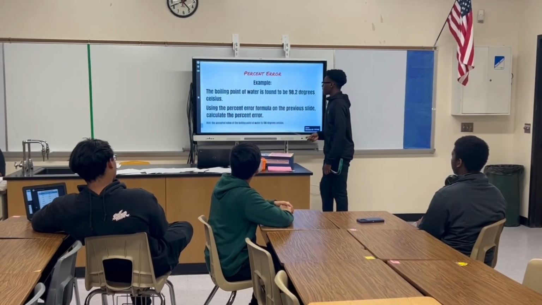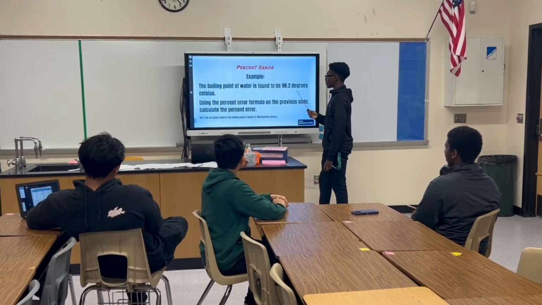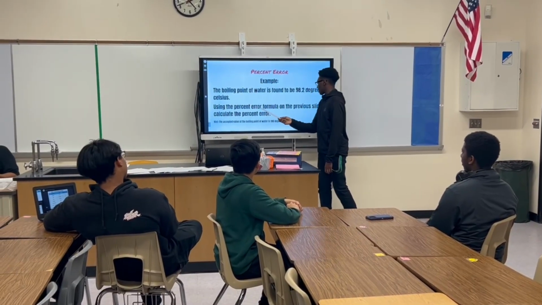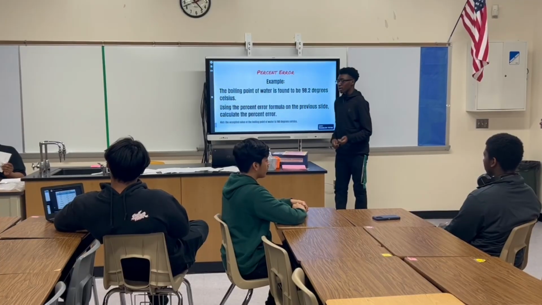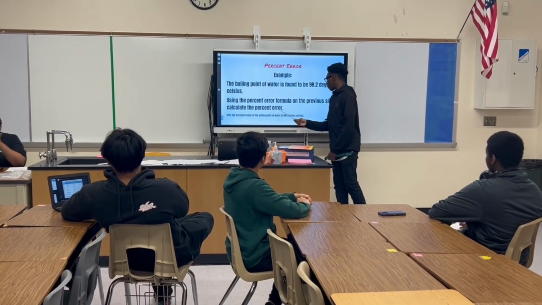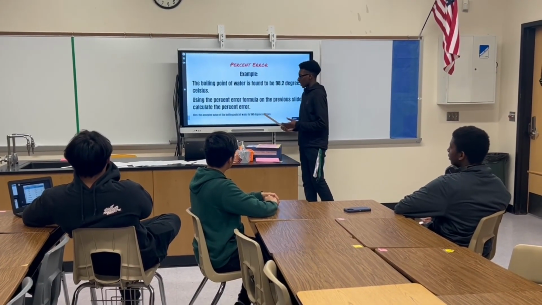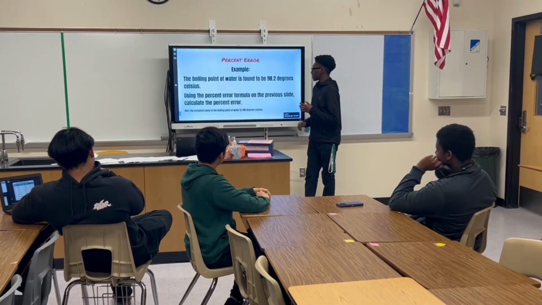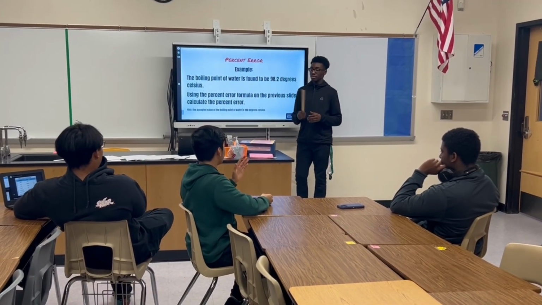Here's an example. The boiling point of water is found to be 98.2 degrees Celsius. Using the percent error formula on the previous slide, calculate the percent error, and here's a little hint. The accepted value of the boiling point of water is 100 degrees Celsius. So from that, find the percent error. My guess would be like 2.8%. 2.8%? Okay. Positive because it can't be negative.